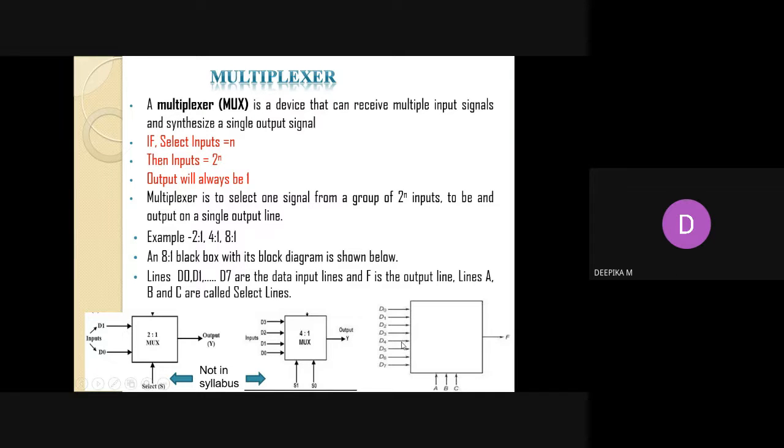So D carries all the three other inputs. No, these are independent inputs. Okay, ma'am. These are independent inputs. These are also independent inputs.